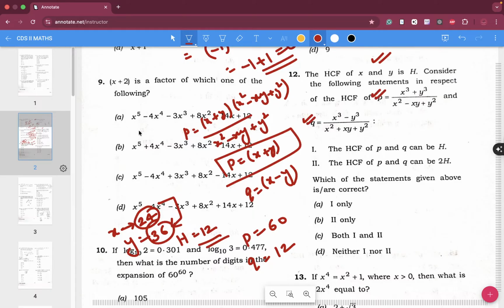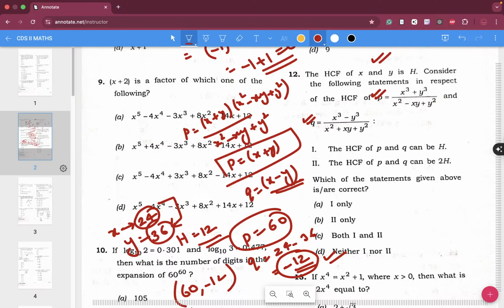The problem over here is that I cannot write it as 12. The value of q is equal to x minus y, which means 24 minus 36, so the value of q is equal to minus 12. So what is the highest common factor, HCF of 60 comma minus 12? You can't say it is minus 12 or something like that. So the HCF of p and q is not equal to h over here.